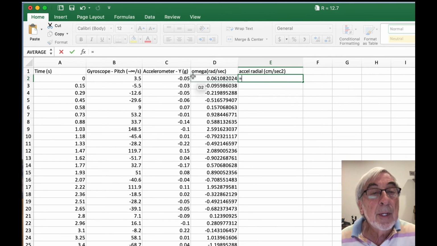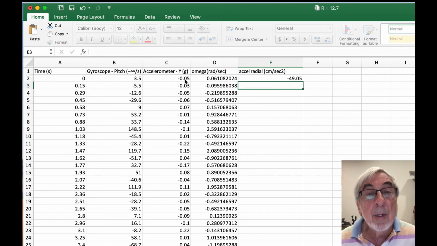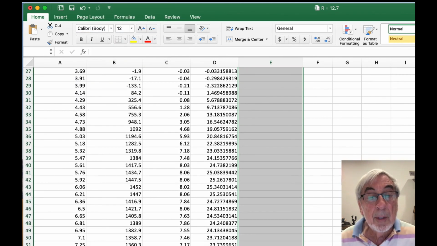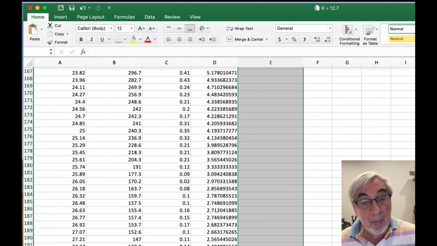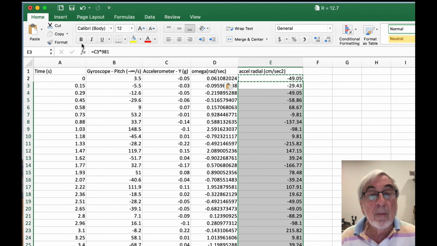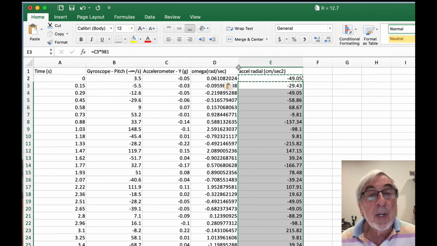So this is the accelerometer data, this one here, times 981 centimeters per second squared. That's that value there. I'm going to copy that, edit, copy, and pull it all the way down to, again, the end of the columns. So here are all these nice data sets sitting there, and I'm going to edit, paste that equation in everywhere. So now I've got omega in radians per second and acceleration in the radial direction in centimeters per second squared.